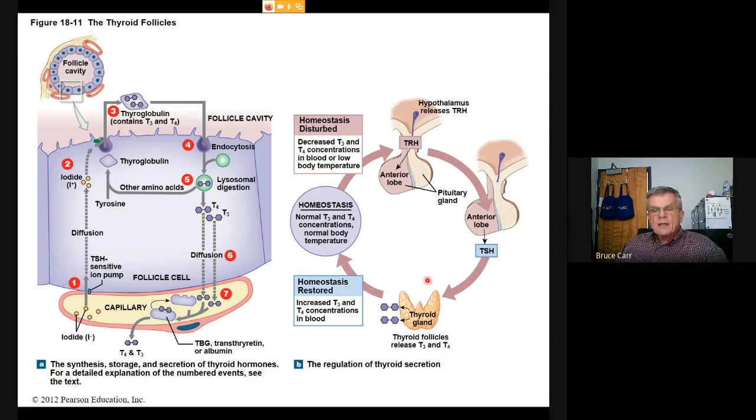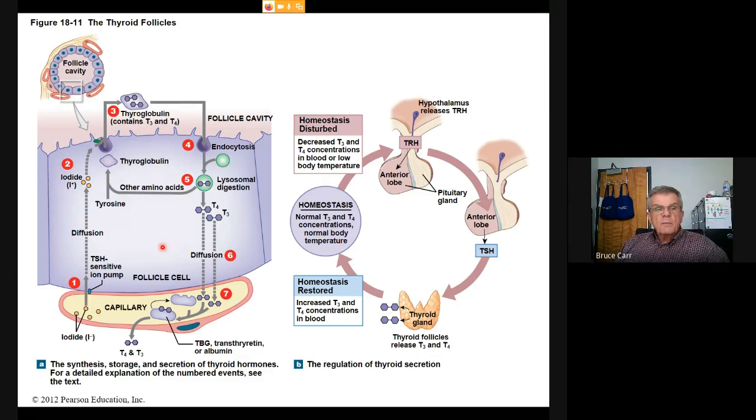This homeostasis mechanism on the right shows we're going to say that we decrease T3 and T4 concentrations in the blood, and it's detected. Low body temperature is also produced when thyroid hormones are low. So the hypothalamus detects this, thyroid releasing hormone is sent to the anterior pituitary. Thyroid stimulating hormone is released and goes through the blood to the thyroid gland where T3 and T4 are released. This causes an increase in body temperature and normal T3 and T4 effects on energy utilization.